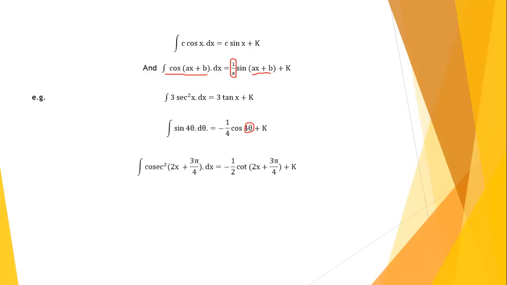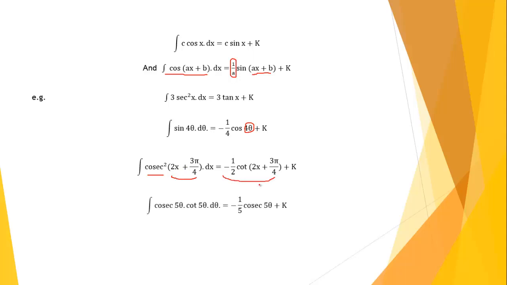Then the integral of cosec square bracket 2x plus 3 pi by 4 with respect to x equals negative 1 half cot 2x plus 3 pi by 4 plus the arbitrary constant. Here the integral of cosec square is negative cot, and whatever you get inside the brackets, you differentiate with respect to x and you divide the result by the differentiated terms.